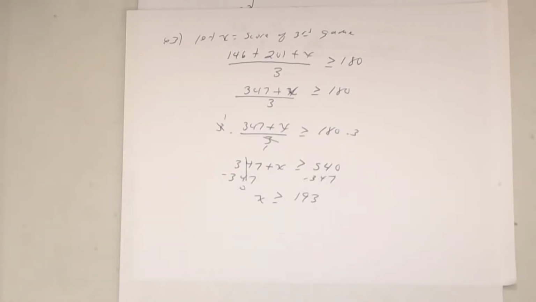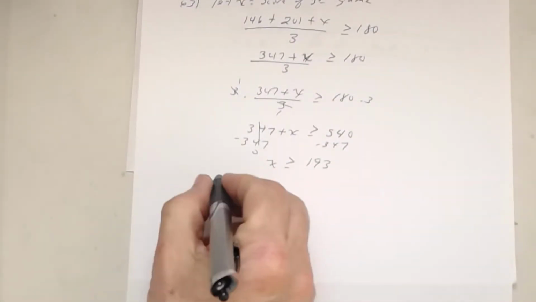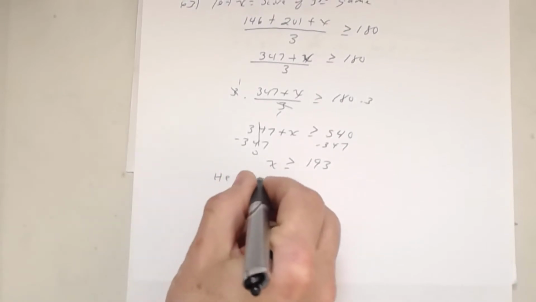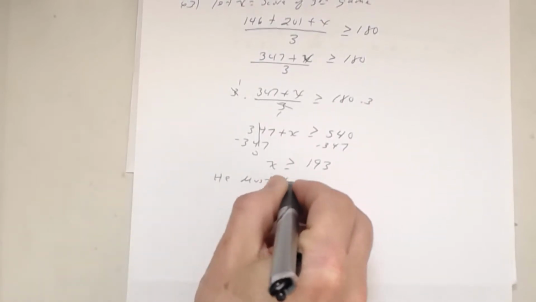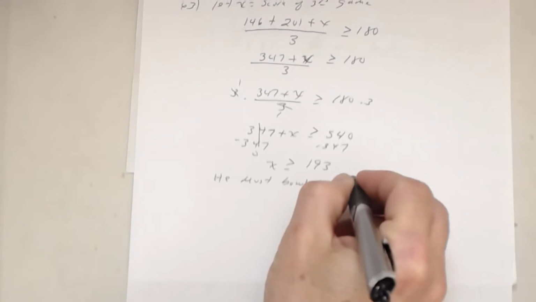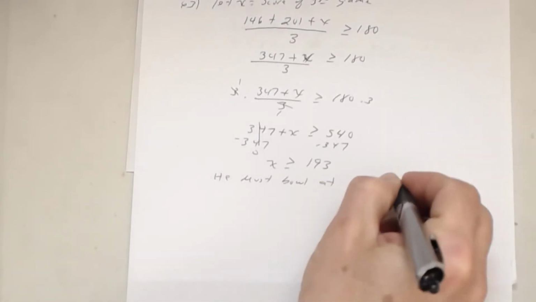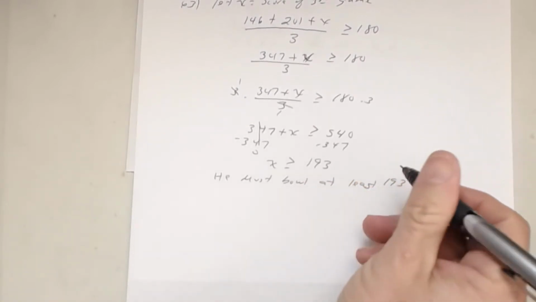All right. Now you have to answer the question. What does this mean right here? You have 193. You have to score at least 193 on that third game to get an average of at least what? 180. All right. So he must score or bowl at least 193. So 193 or more, right, on that third game?